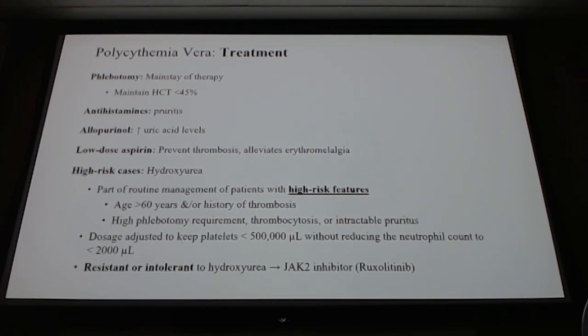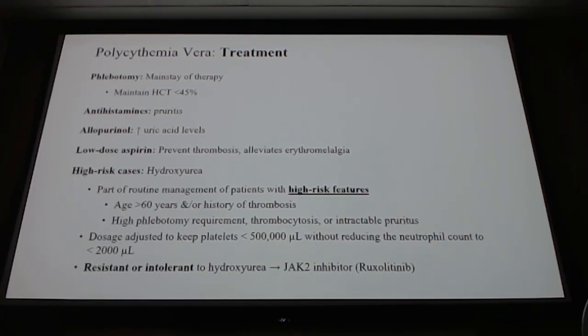Allopurinol for those uric acid levels, and again, why are the uric acid levels increased? It's all that turnover of RBCs, right? With this proliferation, they're creating so many of them, they're getting destroyed. Low dose aspirin to prevent thrombosis because they are hyperviscous, right? They have all these RBCs, platelets, all this thick blood.